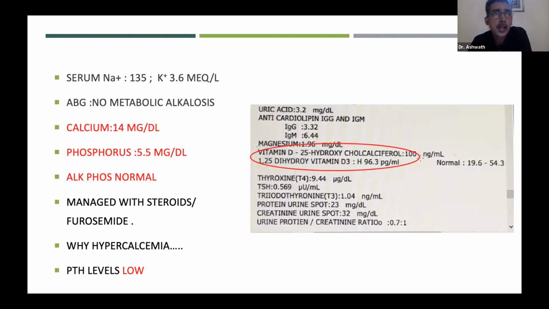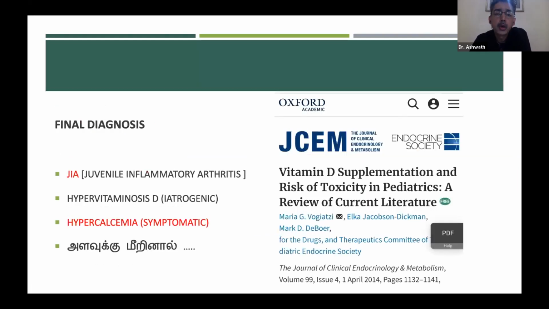When we investigated him further to look for vitamin D elevation, we were absolutely stunned to see these sky-high levels of vitamin D. When we went through his old prescriptions, we found that those injections that he was getting were actually Arachitol injections. So this child has been systematically overdosed on vitamin D, producing systemic hypercalcemia with CNS manifestations. And once the hypercalcemia settled down, we were able to make a diagnosis of polyarticular JA and initiate appropriate therapy.